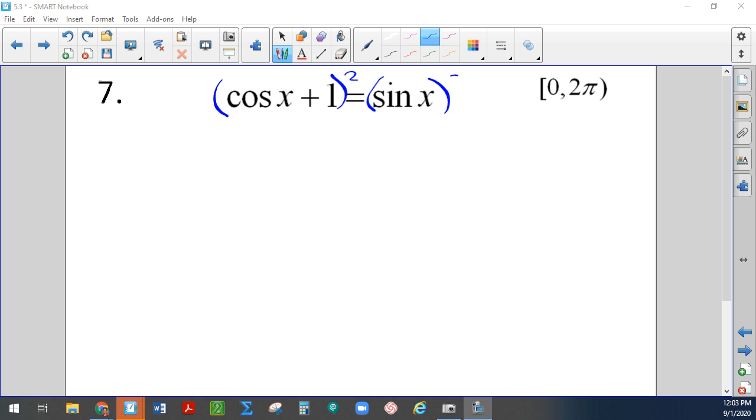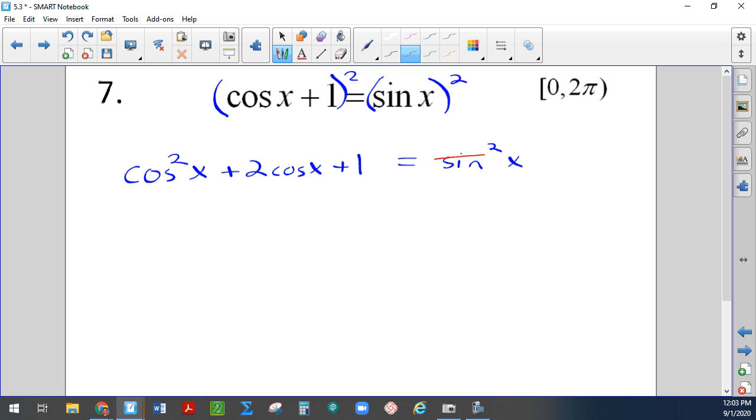Now when I'm squaring both sides, I am multiplying the right-hand side by sine x, and I'm multiplying the left-hand side by 1 plus cosine x. So I am possibly introducing extraneous solutions because I'm multiplying by a variable expression. But we're just going to do it and see what happens. So cosine squared x plus 2 cosine x plus 1 equals sine squared x.